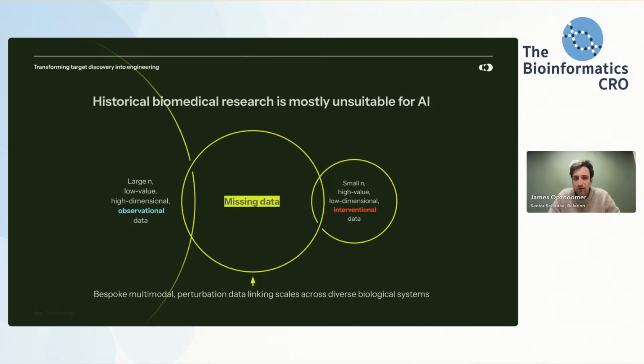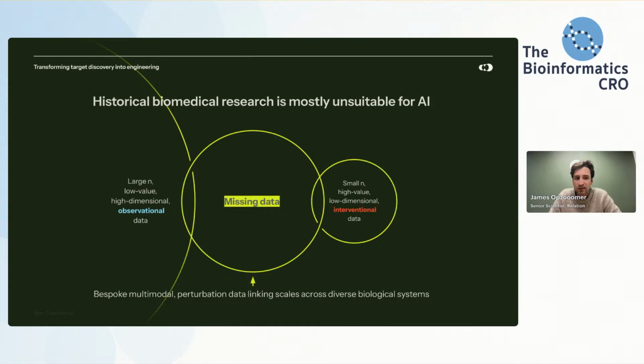And on the right, we have small n, high value, but low dimensional interventional data, mechanistic experiments in model systems, but in small numbers and with low dimensional readouts, a few readouts and few perturbations.